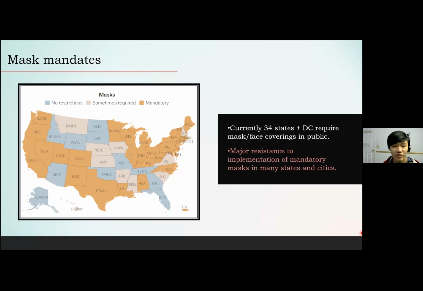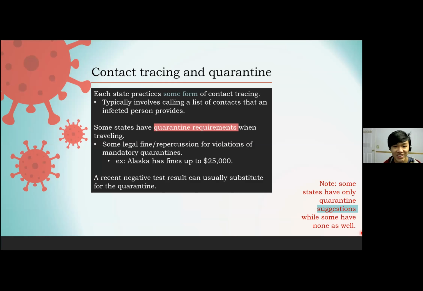Another form of intervention that we saw was mask mandates. In this case, 34 states plus DC require masks and face coverings in public. However, there's been a lot of major resistance to the implementation of mandatory masks in many cities and states. So the effectiveness of this as a whole in flattening the curve is a bit questionable, but we'll move on to the next one.